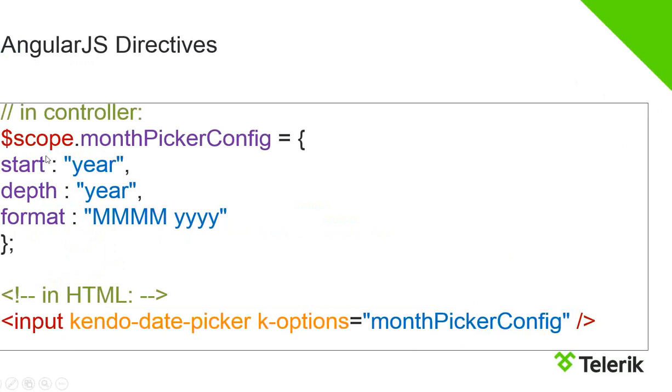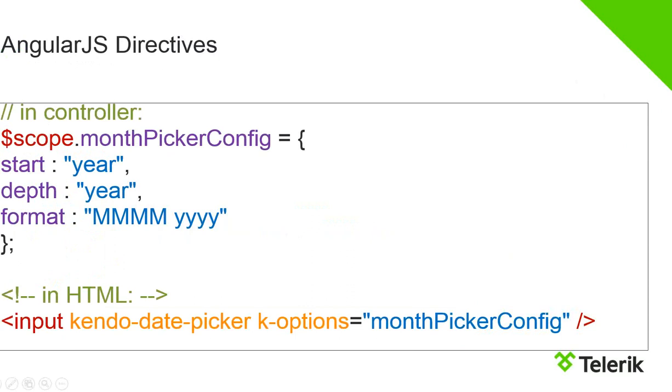In your controller, just say $scope.monthPickerConfig, and then what you're seeing here is actually our Kendo UI directive. So we have kendo-, and then the directive, like date-picker, k-options is equal to monthPickerConfig. So that's all. That's as easy as it can get with an AngularJS integration. Of course, there are plenty of things that you can do with Kendo and Angular.